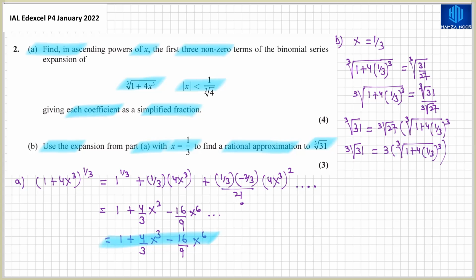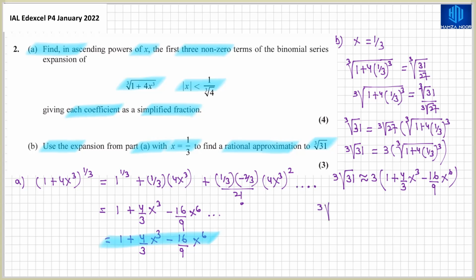So what we are going to do is use the expansion which we obtained in part A by expanding the cube root of (1 plus 4x cubed). The only difference over here is that 3 will be multiplied in the end. So if you want to find an approximated value of the cube root of 31, this will be 3 multiplied by, in part A, we found the expansion: 1 plus 4 over 3 into x cubed minus 16 over 9 into x raised to the power 6. So in place of x, we are going to substitute 1 over 3.